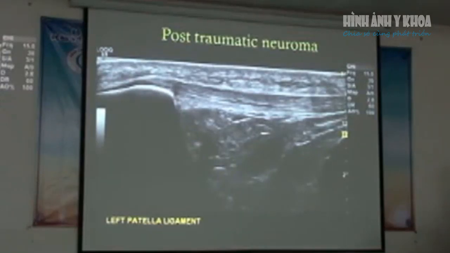So the clinical diagnosis was that they had patellar tendinosis. But if you look at this patellar tendon, it looks quite normal.